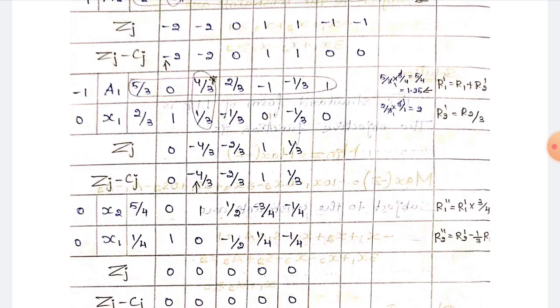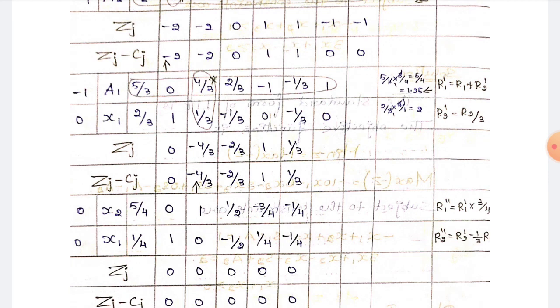Now we have to come to the calculation for R1 double dash. R1 double dash is equal to, here we have the value 4 by 3, so divided by 4 by 3 means times 3 by 4. So R1 dash into 3 by 4. The whole row will be changed: 5 by 4, 0, 1, 1 by 2, minus 3 by 4, minus 1 by 4.